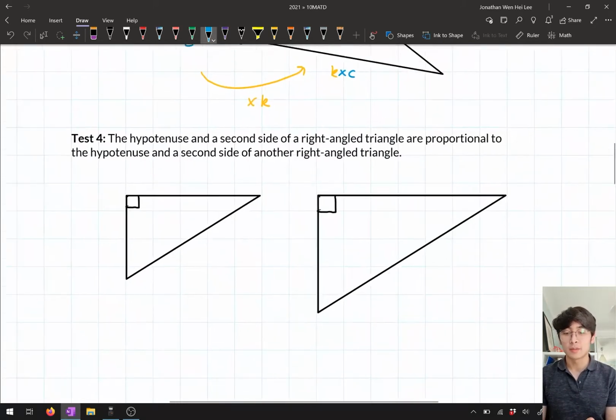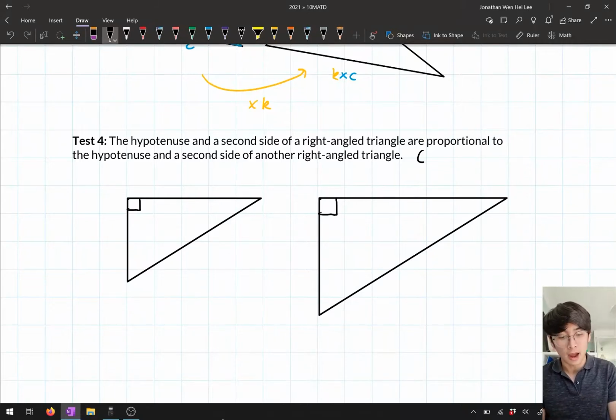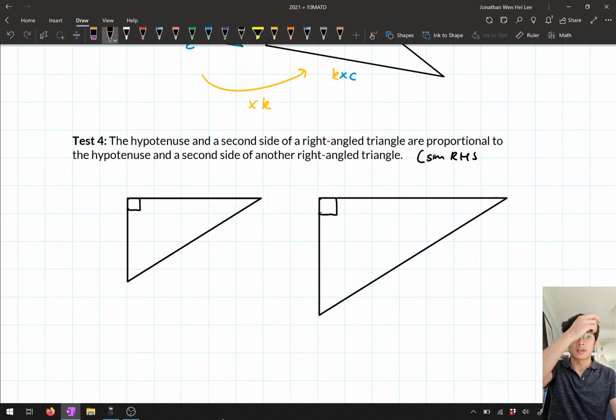Now the last one is similar to our RHS test. If you remember our RHS, it's right angle, hypotenuse, and another side. So here, the hypotenuse and the second side of a right angle triangle are proportional to the hypotenuse and the second side of another right angle triangle.